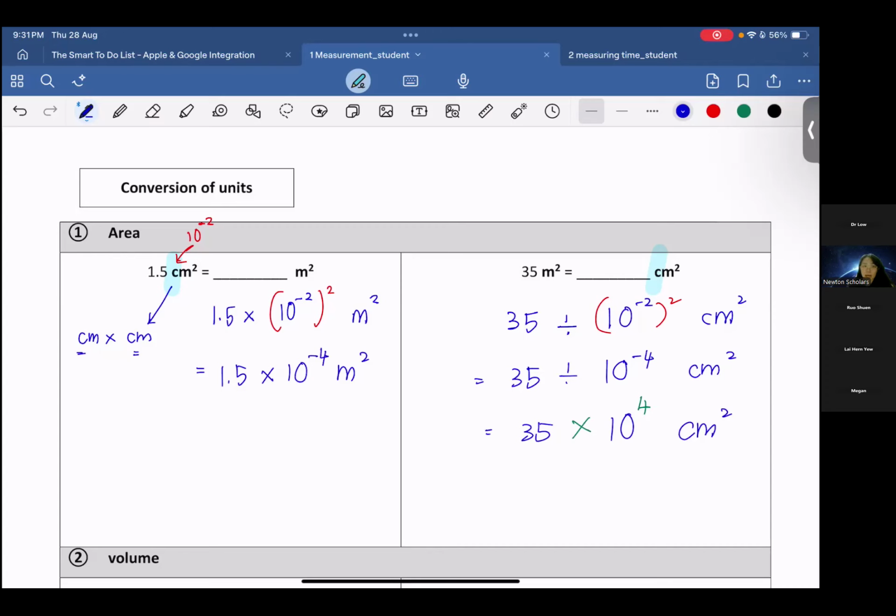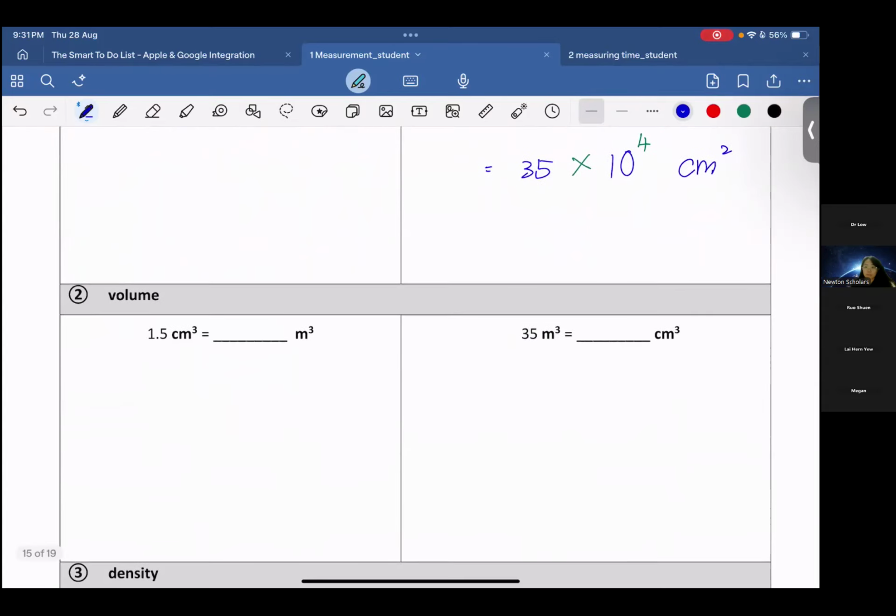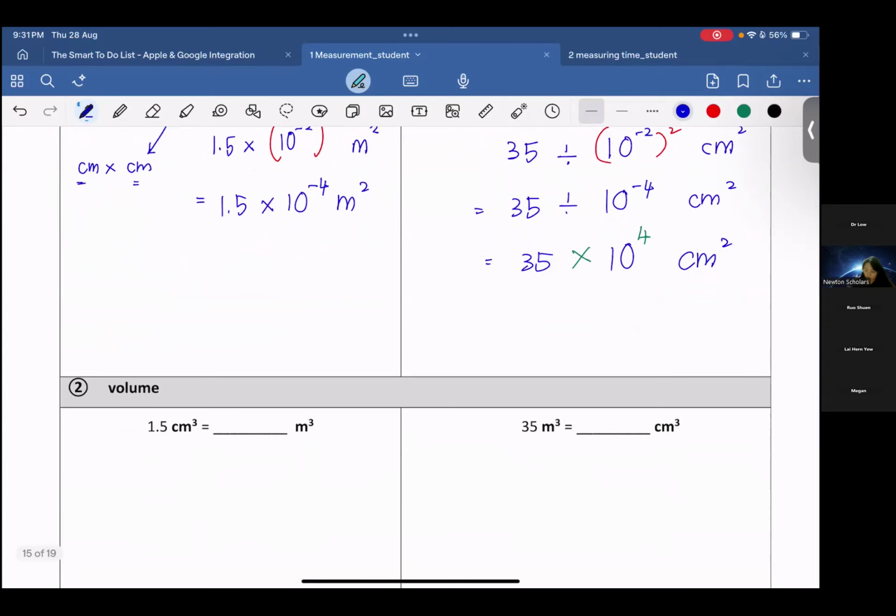Okay, this is how we do conversion of unit. Maybe they give you the value in cm square, but at the end, the answer they want is in meter square. So you have to know how to do conversion. This is area. Actually, volume is also the same. The difference is just that cm square becomes cm cube.